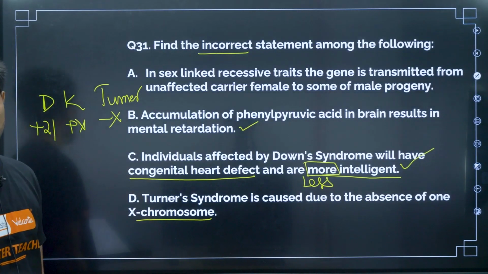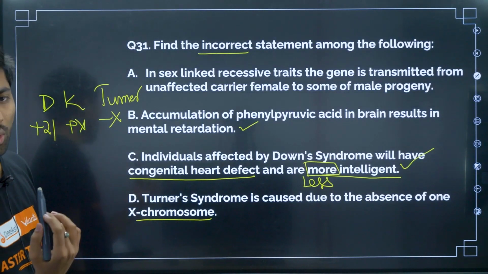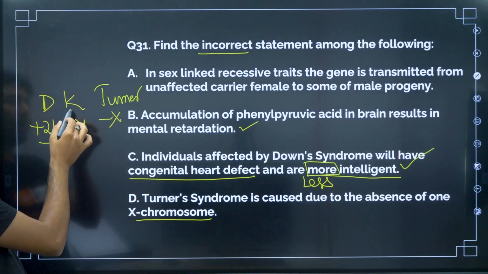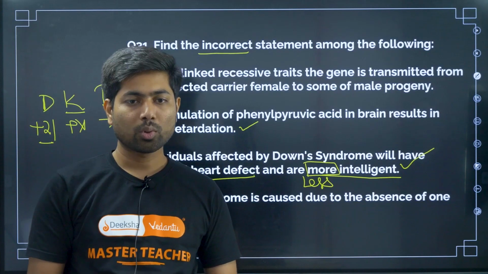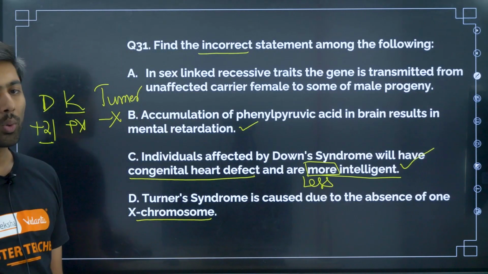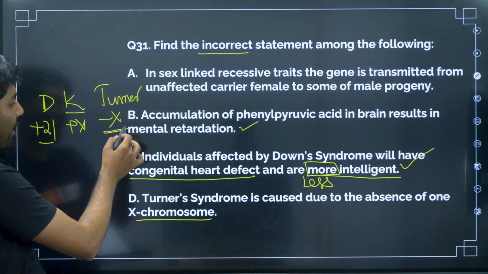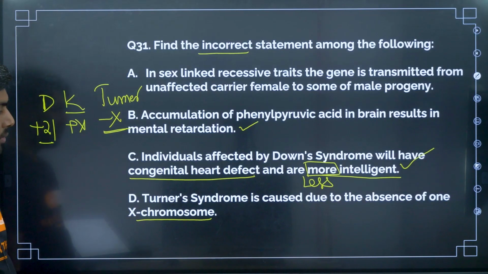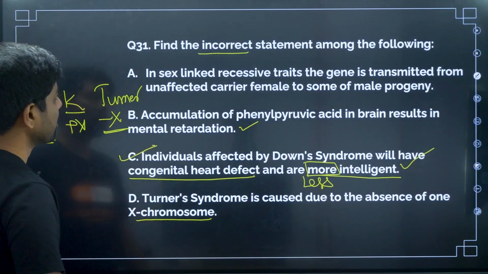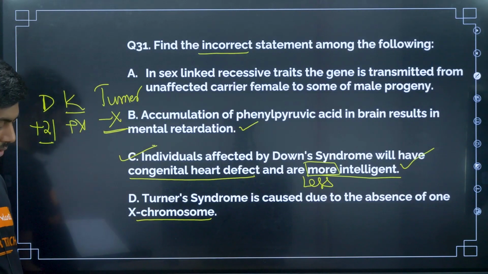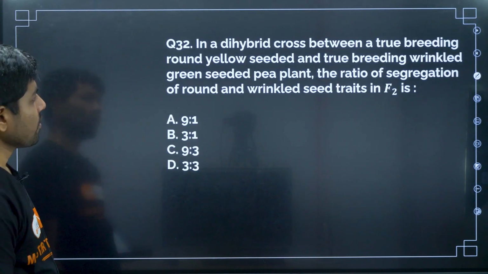Down syndrome is caused due to trisomy, right? An additional chromosome at chromosome number 21. Klinefelter is due to the additional X chromosome, whereas Turner syndrome is due to a lack of X chromosome. One X chromosome has been deleted, right? Therefore, this is also the right answer. Therefore, option C is the correct answer for question number 31.